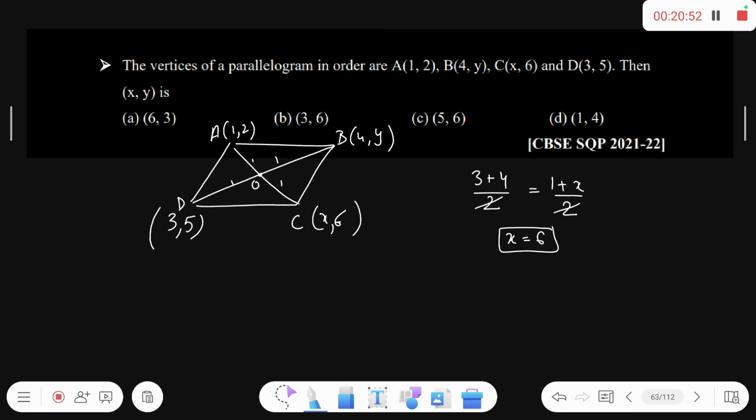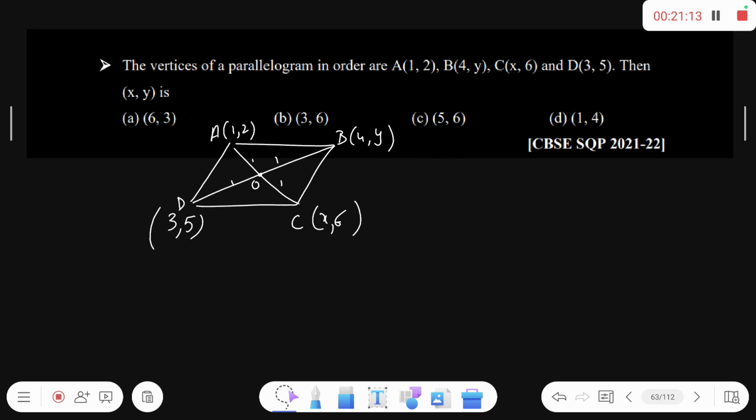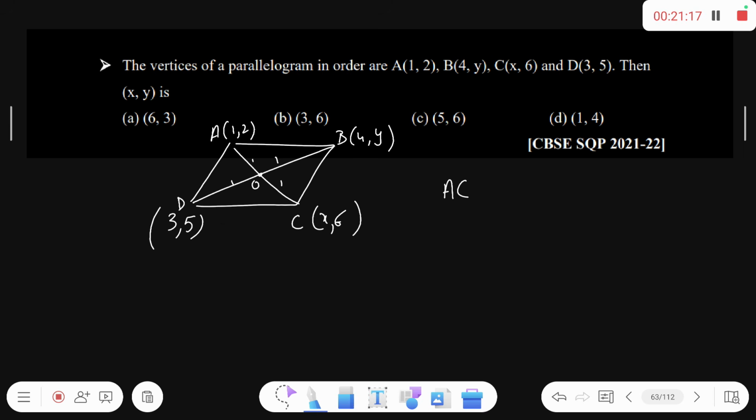Again, this is also 1:1. So you can say 1 minus x, 1 plus x by 2 is equal to (2 plus 6) by 2. हमने कुछ गलत किया है. First AC, first let's take AC पे O is midpoint and will solve.